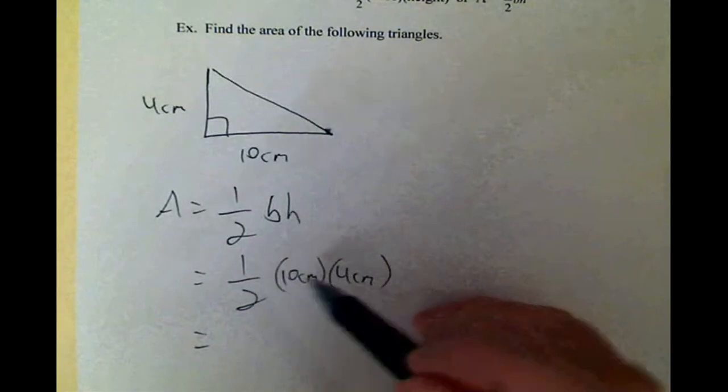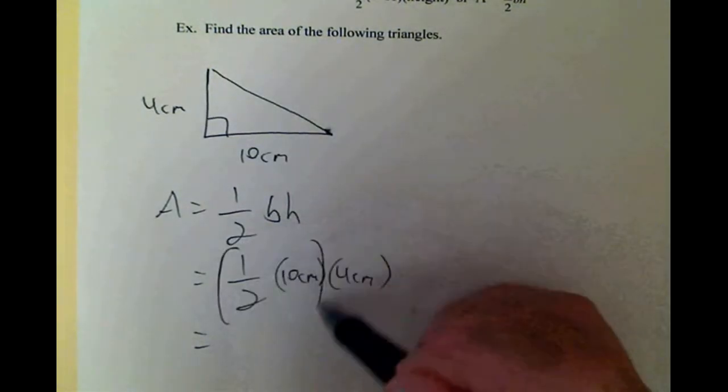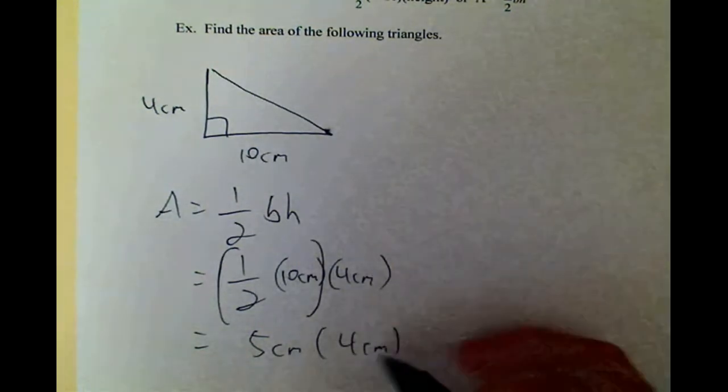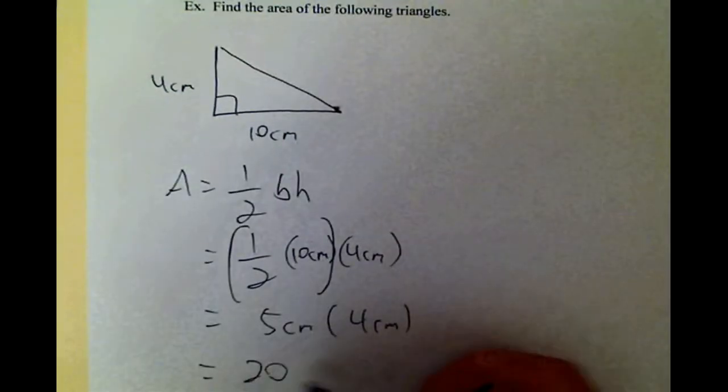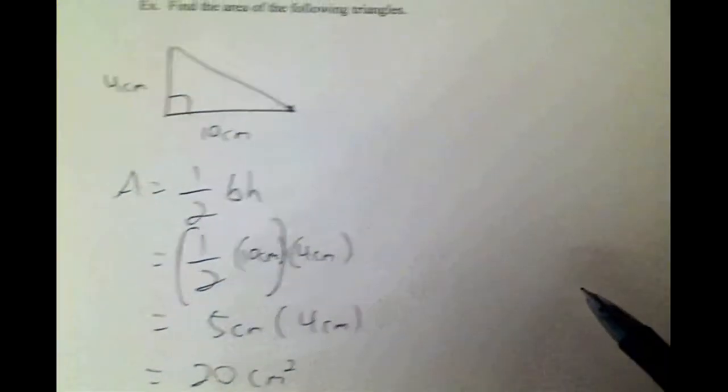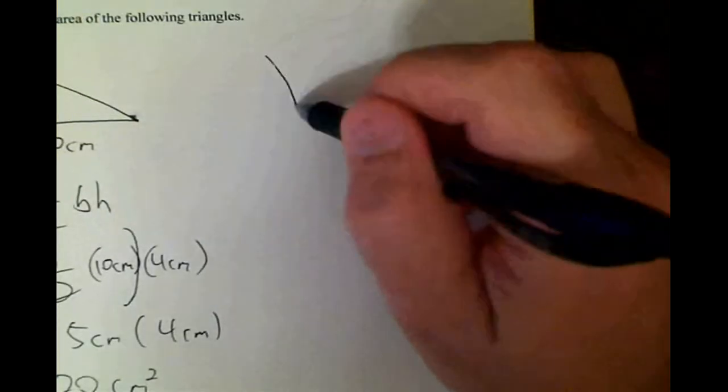So what we're going to do is take half of 10. You can think of it like that. Half of 10 is 5 centimeters. Then times that answer by 4 centimeters, and we get 20 square centimeters. Centimeters times centimeters is centimeters squared. Now watch this triangle.